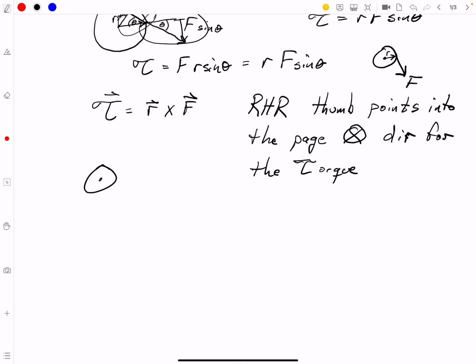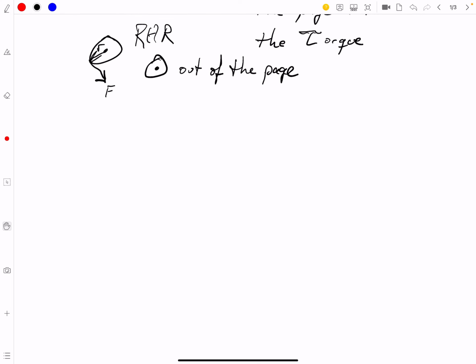Let's just do this one. We'll apply some torque this way instead. And here's our radius. So you put your fingers along the radius R and you curl them toward the F, and you get that your thumb points out of the page. Okay, so right hand rule. Good. Next.